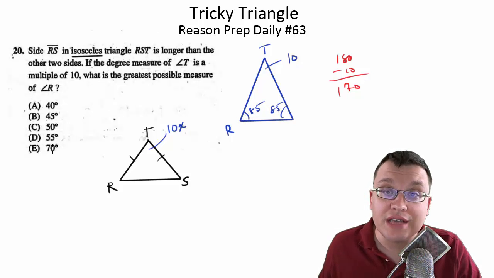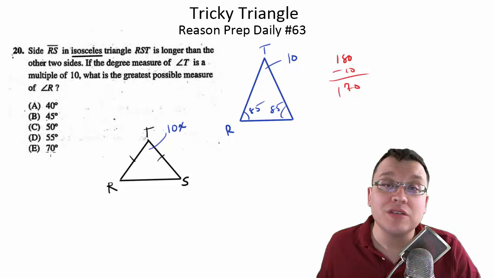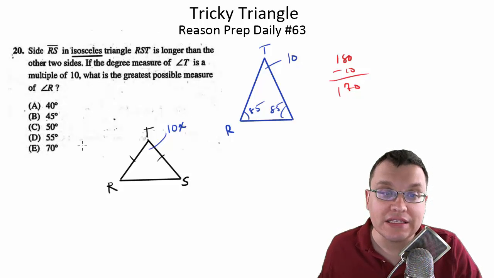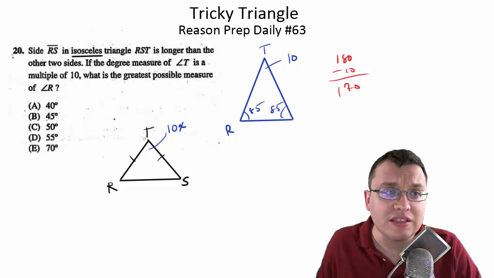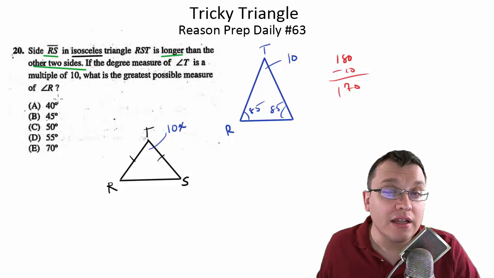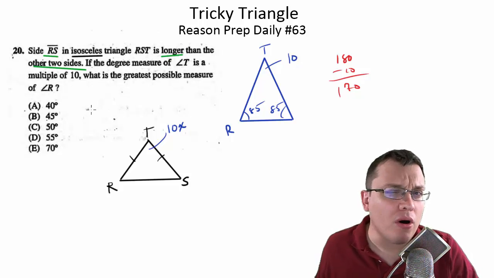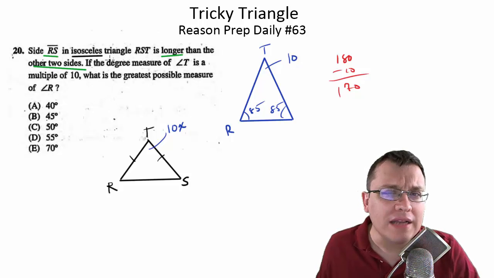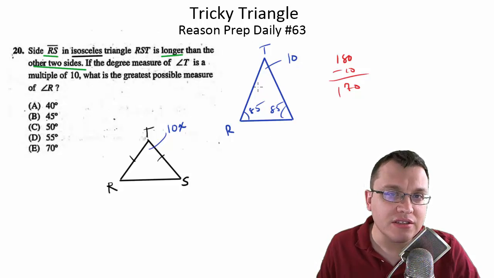But then you went to the choices and there is no 85. So perhaps this is what you did, or something related to this. Now, what's the problem with this? The problem is we have to remember that RS is longer than the other two sides. Now, what does that mean? Take a minute to think. And if you want, pause the video and think, why does this matter? If RS is longer than the other two sides, how does that make this wrong? So go ahead, pause the video, see if you can figure that out.